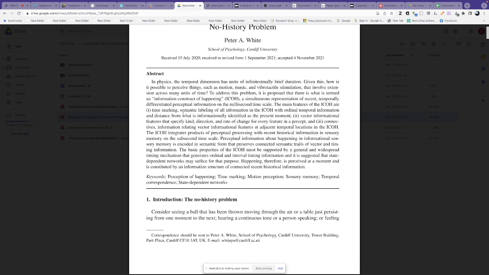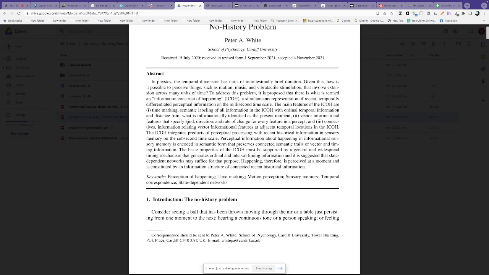This is different from a representation of a calendar or a clock, because it's really fundamental. Like, what is the flow of time here? What is the order of things? So this is semantic labeling, so it has a meaning to it, and so you have some distance from what is informationally identified as the present moment. So you have to know how far you are from the present moment.